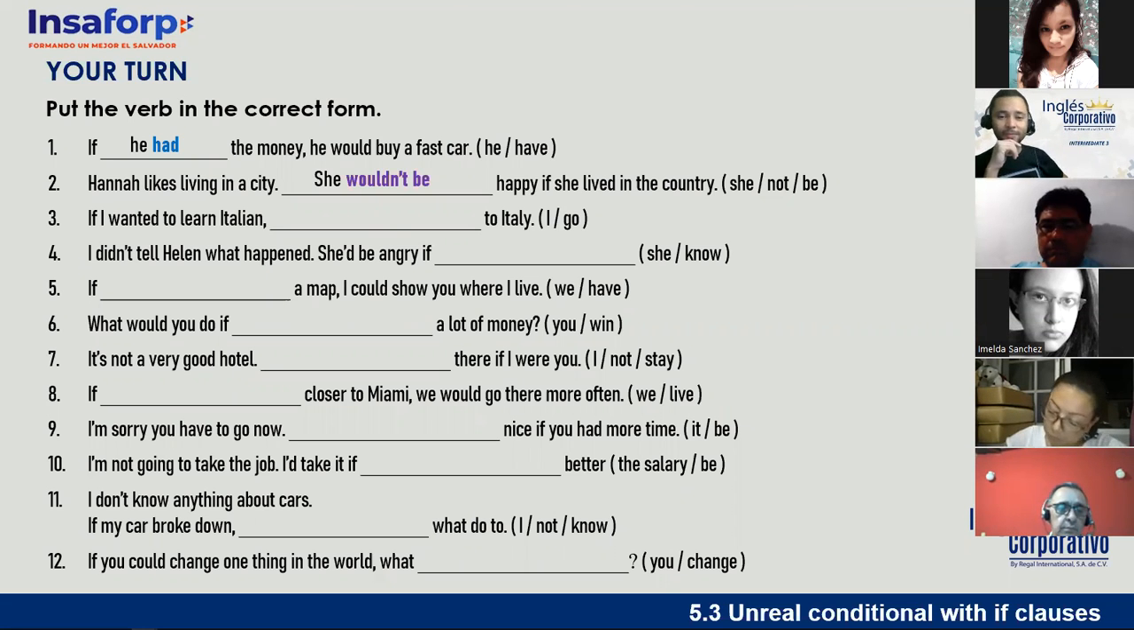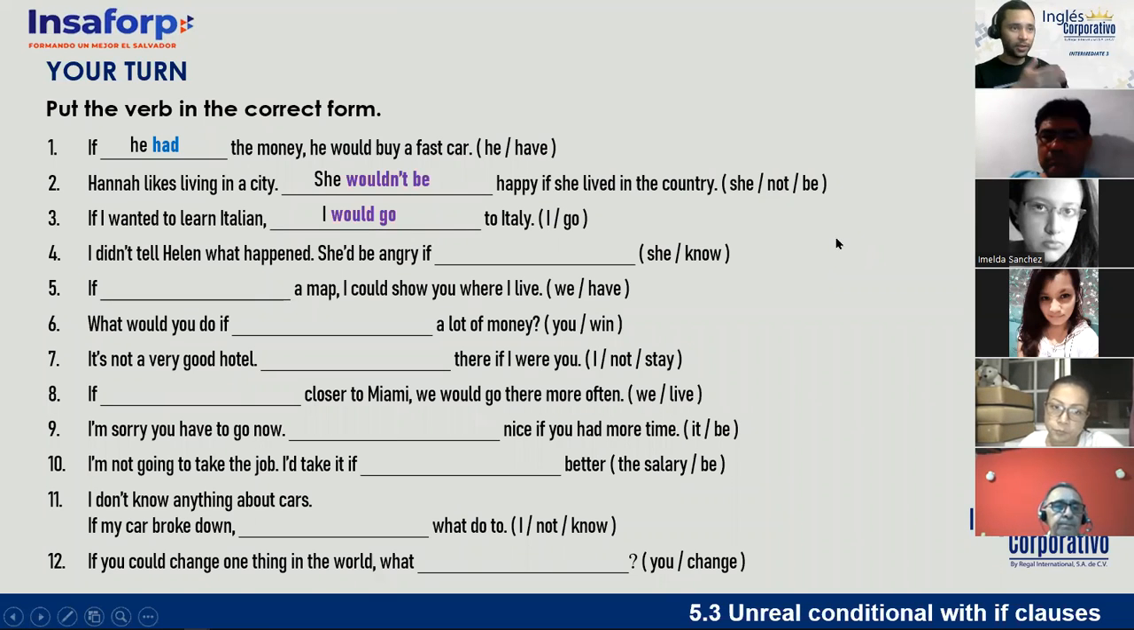Estela. If I wanted to learn Italy, I could go to Italy. Okay, good. Just the pronunciation. If I wanted to learn Italian, I would go to Italy. That's right. If I wanted to learn Italian, I would go to Italy. Si quisiera aprender italiano, iría a Italia, right? Thank you, Stella. That's very good.